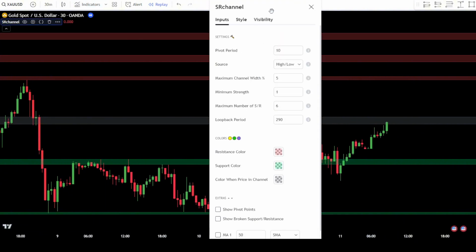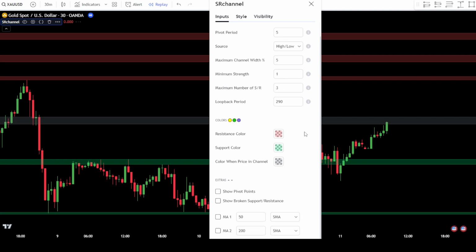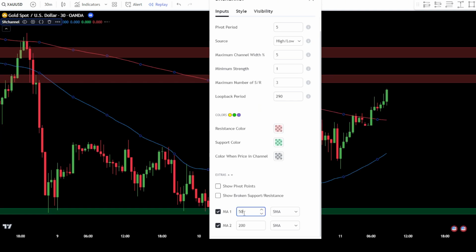In the Input tab, change the number for pivot period to 5. Also, change the number for maximum number of support resistance to 3. Then, enable the checkboxes for MA1 and MA2. Next, change the number for MA1 to 20. And for the option, change it to EMA. Change the number for MA2 to 50, and for the option, change it to EMA.